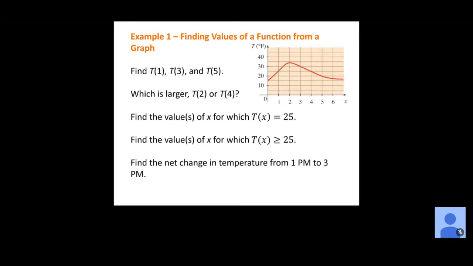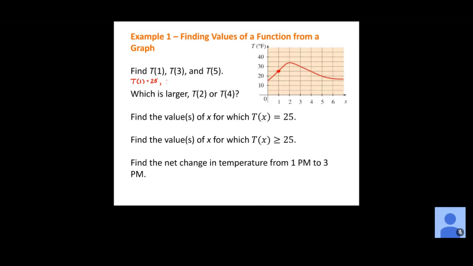So we're going to come over here to 1. We're going to follow that up to our graph. We're going to say that this point right here would represent the T of 1. And notice it's halfway between 20 and 30. So T of 1 is equal to 25 in this case.